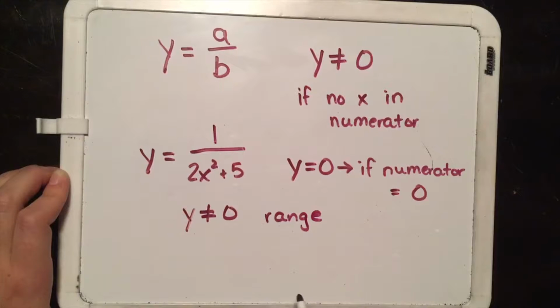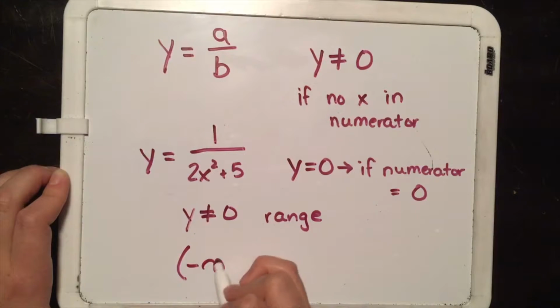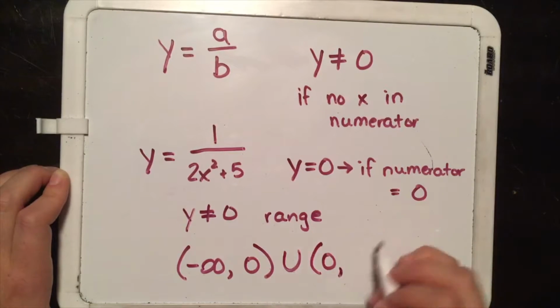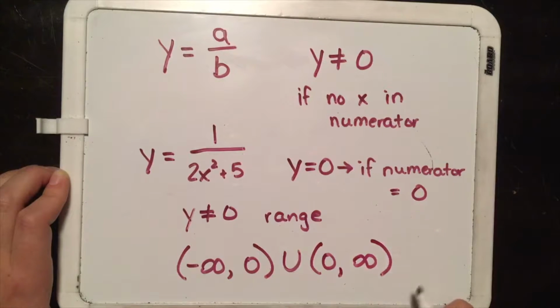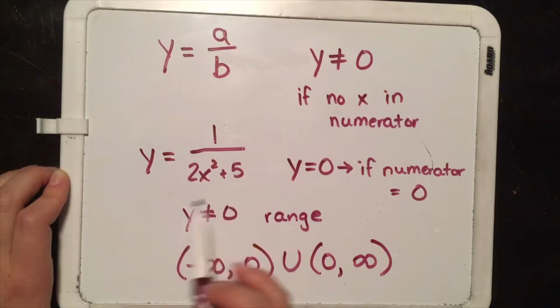And in interval notation, similar to the last problem that we did, this is going to go from negative infinity to 0, not including, union 0 through infinity. So 0 is the only value that's never going to be a solution to this function.